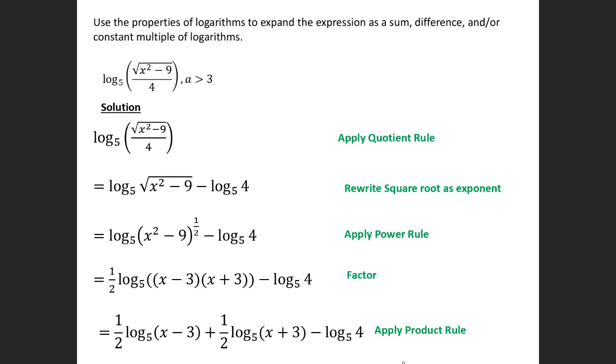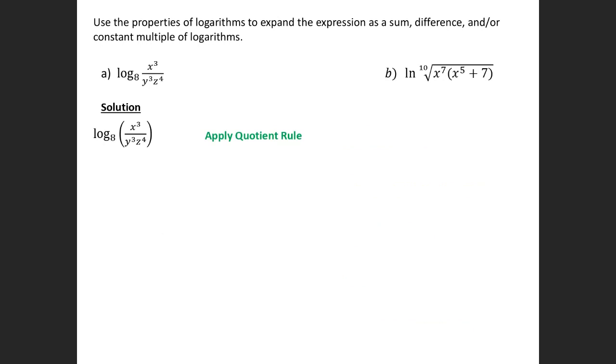So the power rule is going to be used quite a bit. Okay, so let's look at this one here. Use properties, again, same thing, right? So notice that they're being divided, so we can apply the quotient rule. So division is going to separate as subtraction. So I get log 8 of x cubed minus log 8 of y cubed times z to the 4.